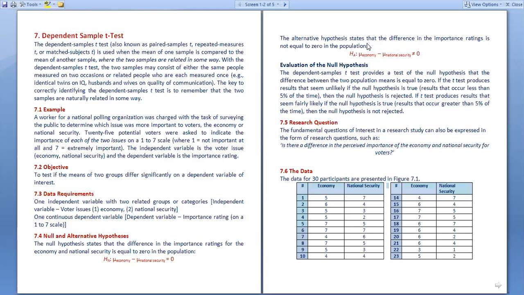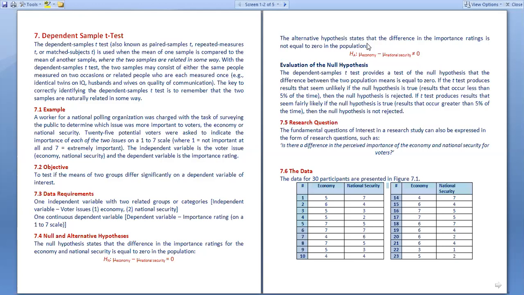If you look at this example again, we are talking about a national poll being done, and the worker tasked with surveying is trying to find out which is more important to the voter: the economy or national security. So he selects 25 potential voters, and they were asked to indicate whether they feel that economy is important or national security is important, and they have to rate both on a score of 1 to 7, where 1 is not important at all, 7 is extremely important.